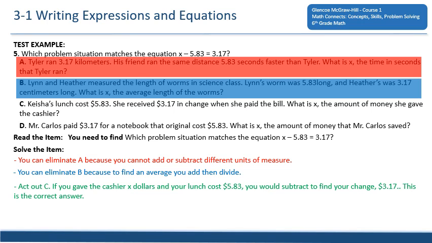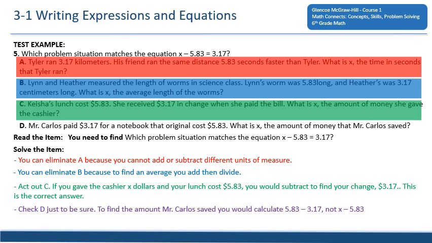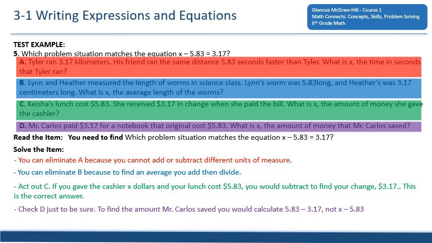And let's act out C. If you gave the cashier x dollars and your lunch cost $5.83, you would subtract to find your change of $3.17. This is the correct answer. Now, let's just look at D to make sure that one isn't correct either, because if they're both correct, then we made a mistake on one of them, right? Check D just to be sure. To find the amount Mr. Carlos saved, you would calculate $5.83 minus $3.17, not x minus 5.83. So D is incorrect. C is the one in green, and it is the correct answer.